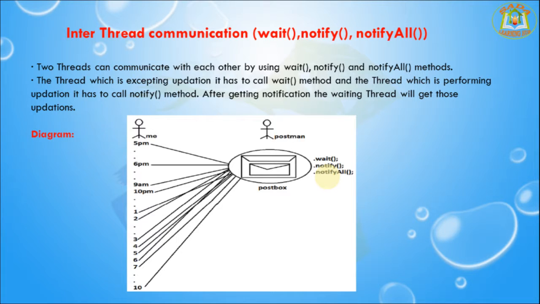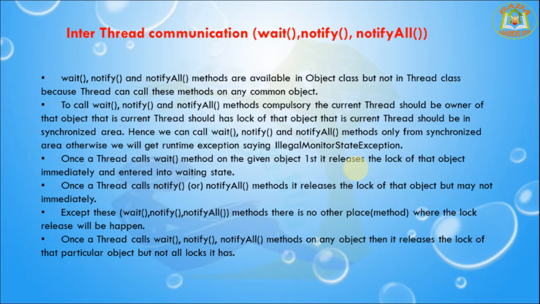If you see this example, this is the wait method, notify method and notify all method. Wait, notify, and notify all methods are available in the Object class but not in the Thread class, because a thread can call these methods on any common object. To call them, the current thread should be the owner of that object, that is, the current thread should have the lock of that object, that is, it should be in a synchronized area. Hence, we can call wait, notify or notify all methods only in a synchronized area. Otherwise, we will get a runtime exception saying IllegalMonitorStateException.